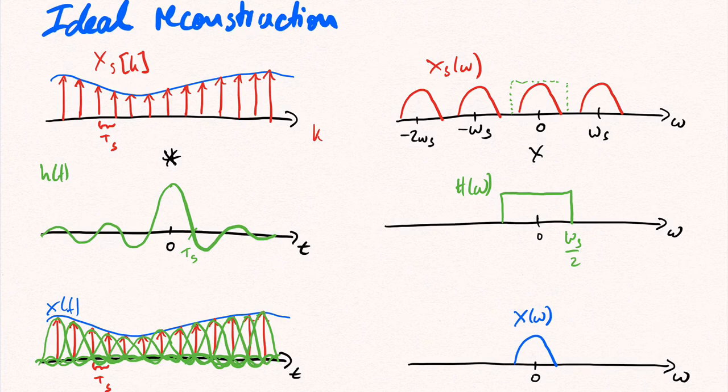Unfortunately, this ideal reconstruction method can't be used in practice because h(t) has infinite range between minus infinity and plus infinity. In order to perfectly reconstruct the signal x(t) at a time between two sampling instances, all sincs have to be combined. Hence, in order to do ideal reconstruction, we have to know and take into account all samples of the past and all samples of the future.